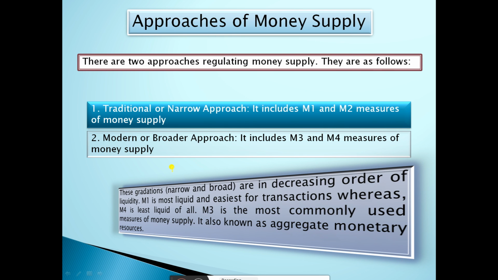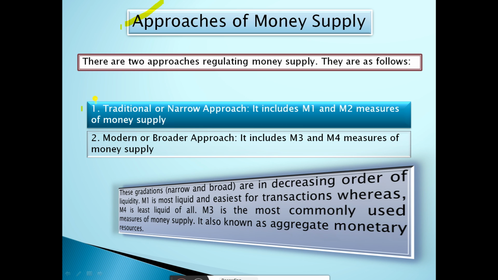Next, approaches of money supply. Next topic is approaches of money supply. There are two approaches to regulating money supply. They are as follows. Already we have discussed M1, M2, M3 and M4.